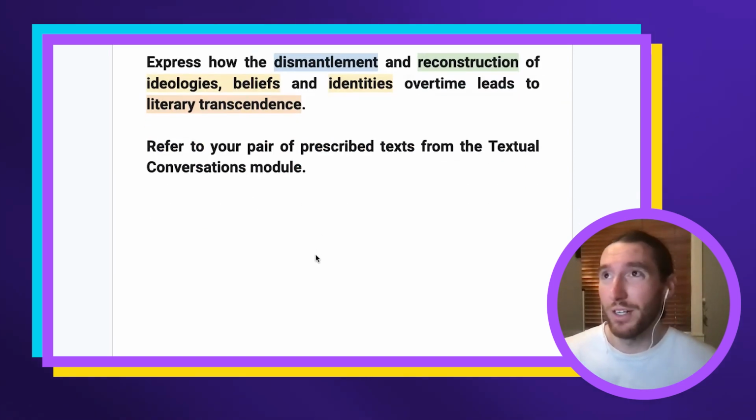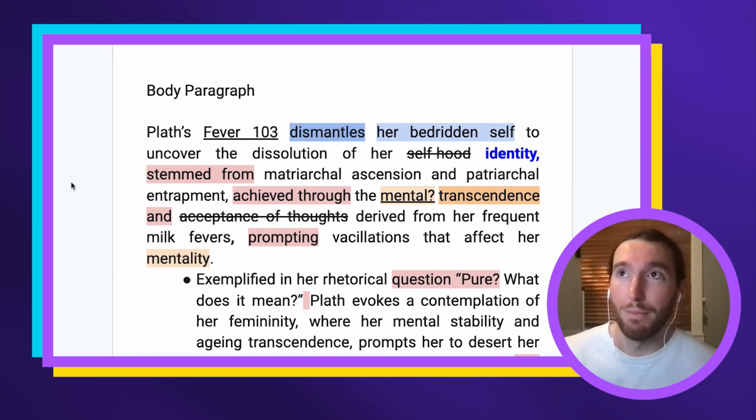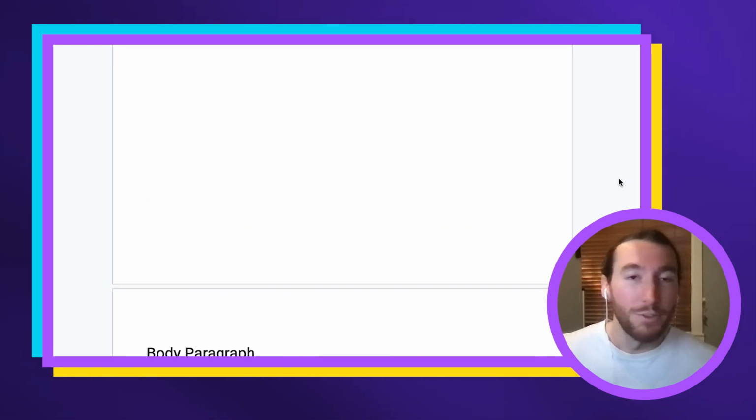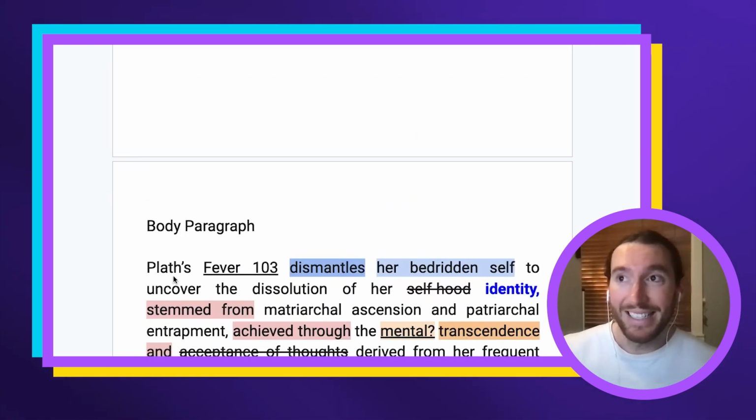Okay, enough about this question. That was also just a bit of background about the module and how you can look at that. If we're looking at this student's body paragraph, they are focusing on Plath's Fever 103. Okay, they're focusing on that particular poem, which is fine. You are studying a set of poems. That is the one text.